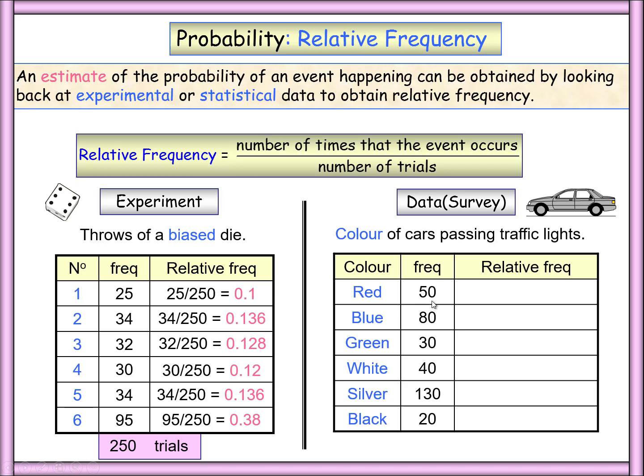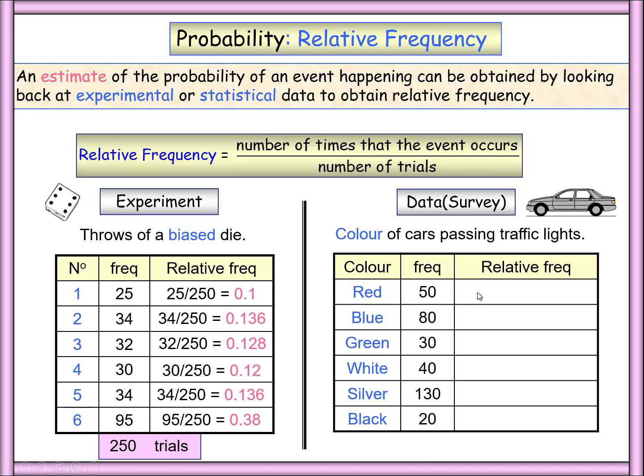So someone's collated this data for us. Red came up 50 times. Red cars came up 50. Blue is 80. Green is 30. White is 40. Silver 130. And black is 20. So in exactly the same way, now we've got to find the relative frequency.